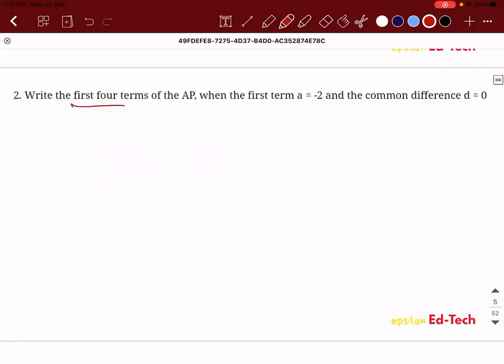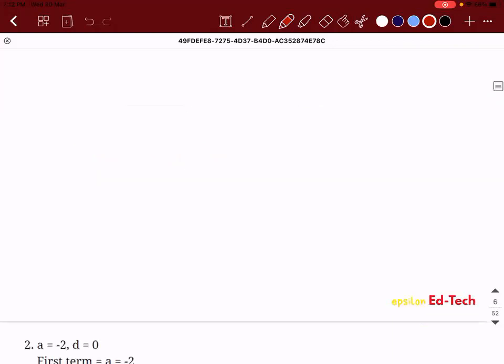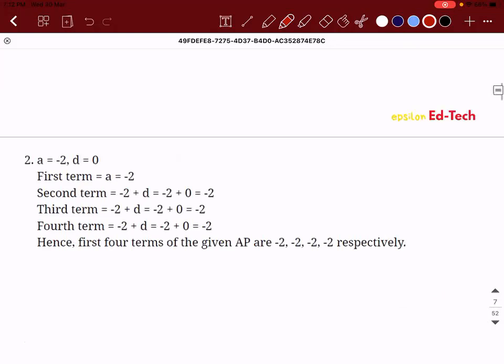Write the first 4 terms of AP when the first term A is equal to minus 2 and the common difference is 0. The answer is very simple: minus 2, minus 2, minus 2 and minus 2. Simplest problem. But you need to write the steps like this and show. Minus 2, minus 2 plus D, minus 2 plus 2D, minus 2 plus 3D. Like this, you need to write and show.